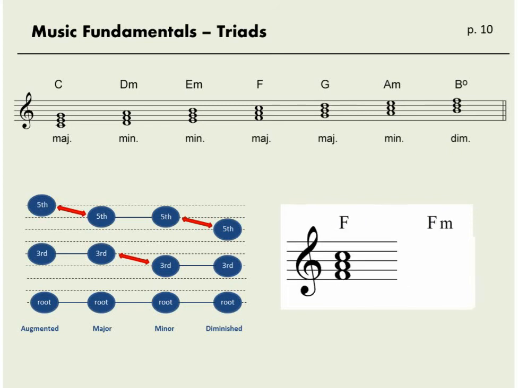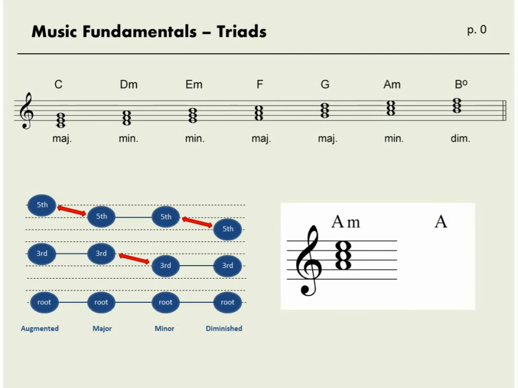How about F minor? Now this one's a little different. F, A, C is major, but what's the difference between major and minor? The third. So if we lower the third, F, A flat, C, we know that's F minor.